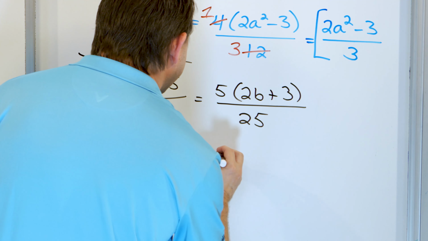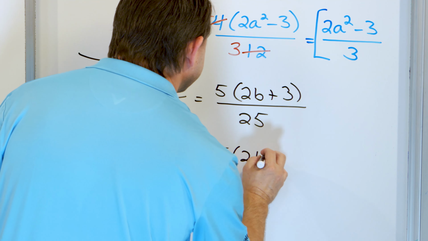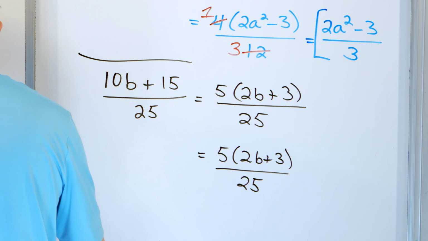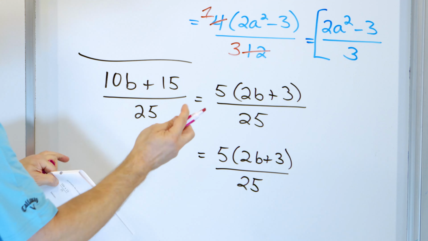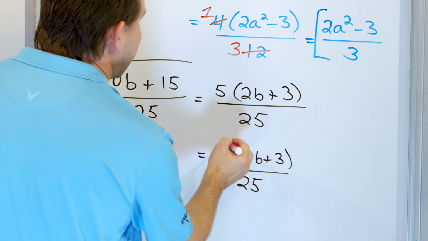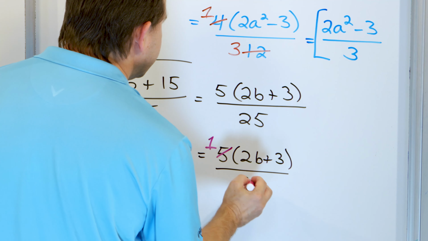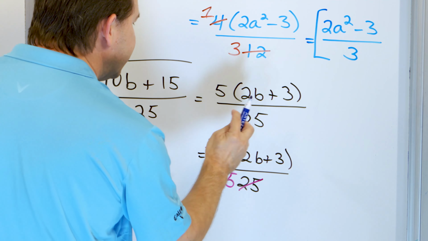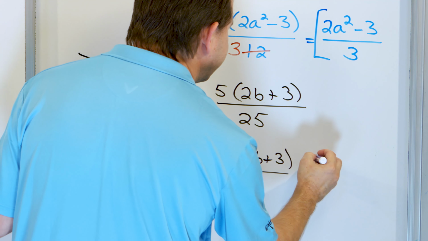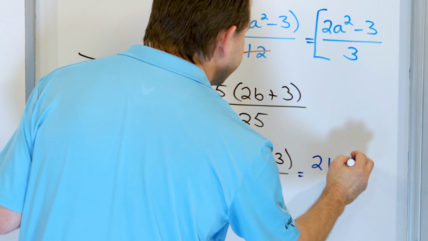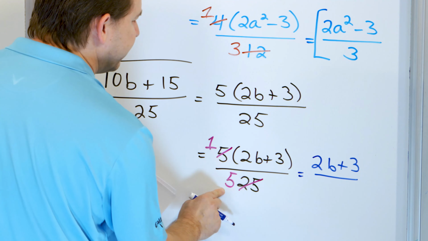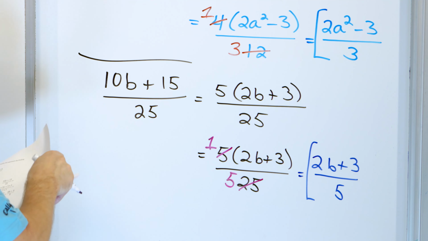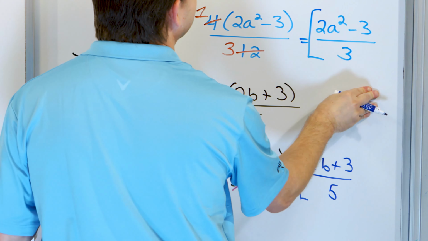So let me rewrite what I have. 5, 2b plus 3 over 25. And I see that I have a 5 and a 25. I can simplify now. That's why I factored it out to begin with. I can divide by 5. 5 divided by 5 is 1. 25 divided by 5 is 5. So what do I have left? Yes, it's 1 times this, but that's not going to do anything. So just drop the parentheses, 2b plus 3. And on the bottom is just a single 5. So it's 2b plus 3, and on the denominator, it's just a 5.